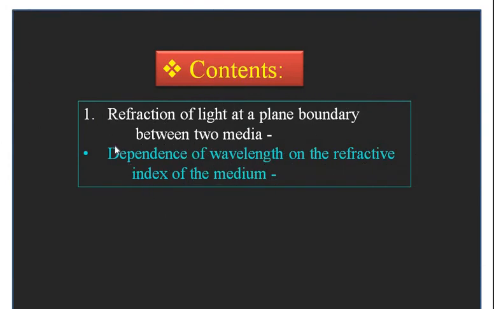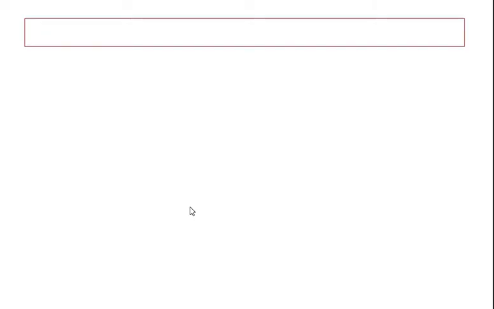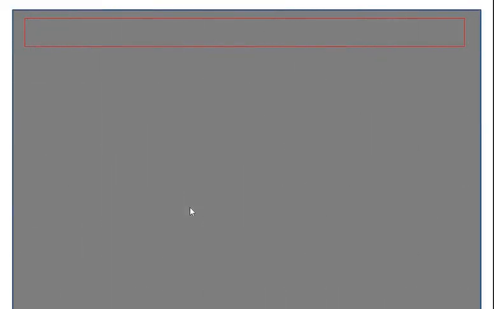In last lecture, we have seen the explanation for the progress of a spherical and plane wavefront and the reflection of light at the plane surface. In this lecture, we are going to discuss the new point in this chapter, which is refraction of light at the plane boundary between the two media and the dependence of wavelength and the refractive index of the medium.